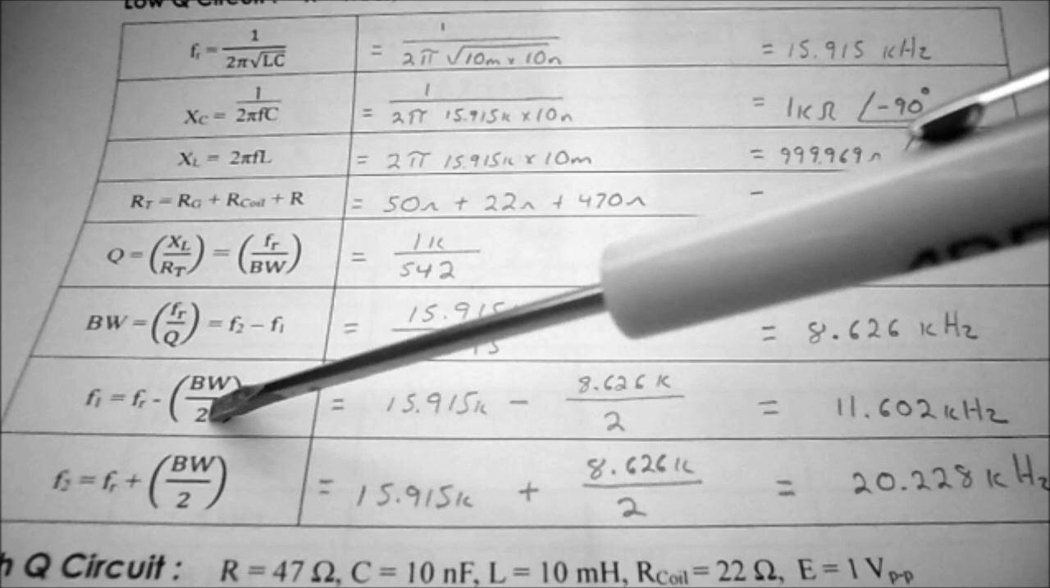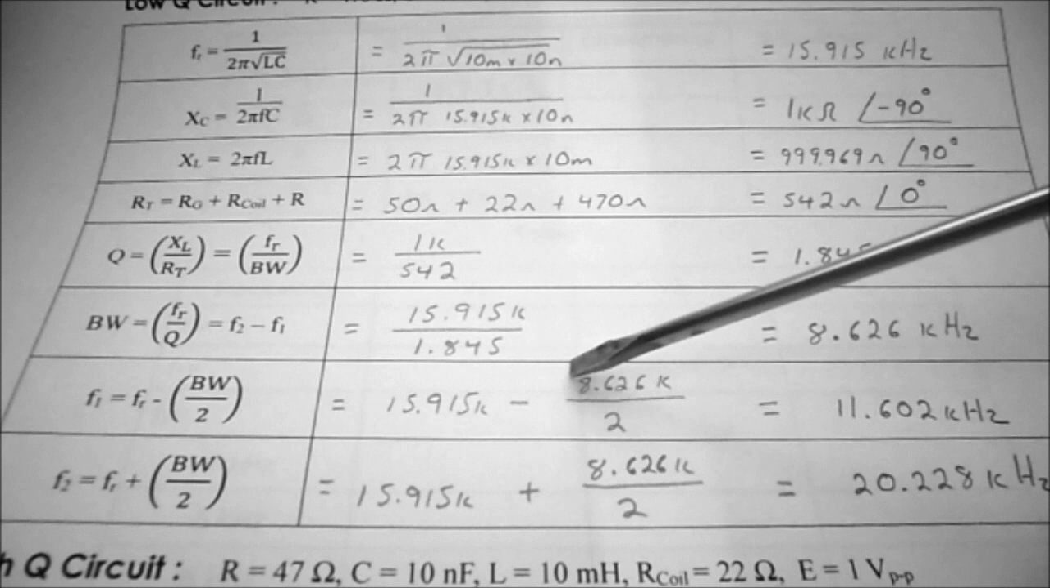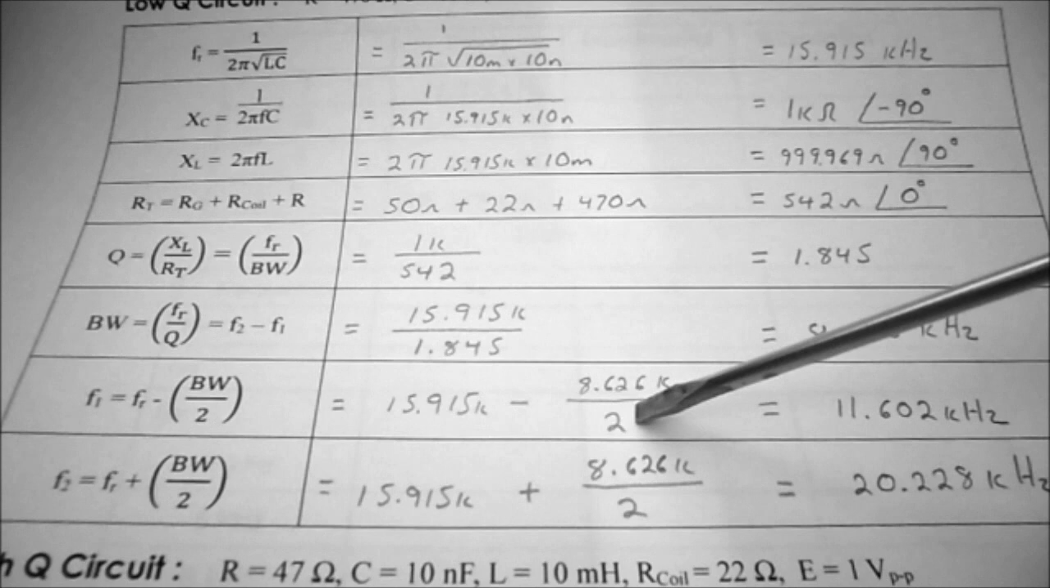So to find F1, or the lower corner frequency, we take the resonant frequency minus the bandwidth divided by 2. In our case, it's 15.915K minus the bandwidth of 8.626K divided by 2, and that works out to 11.602 kilohertz.